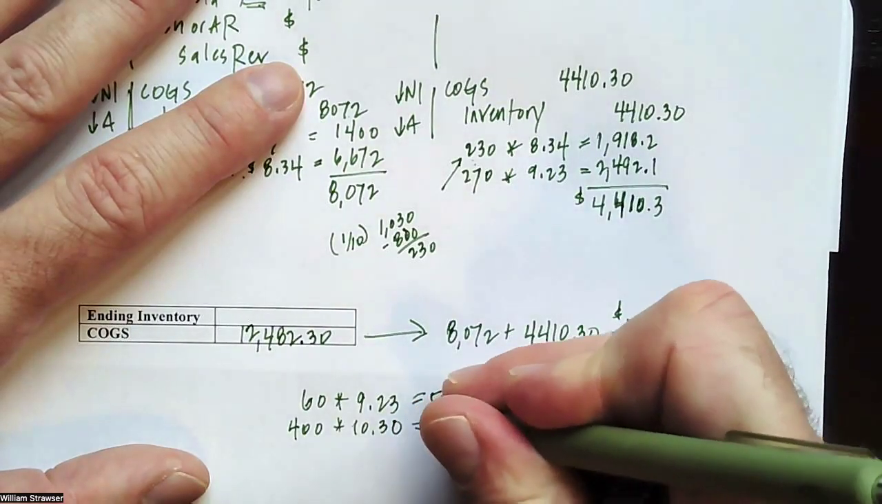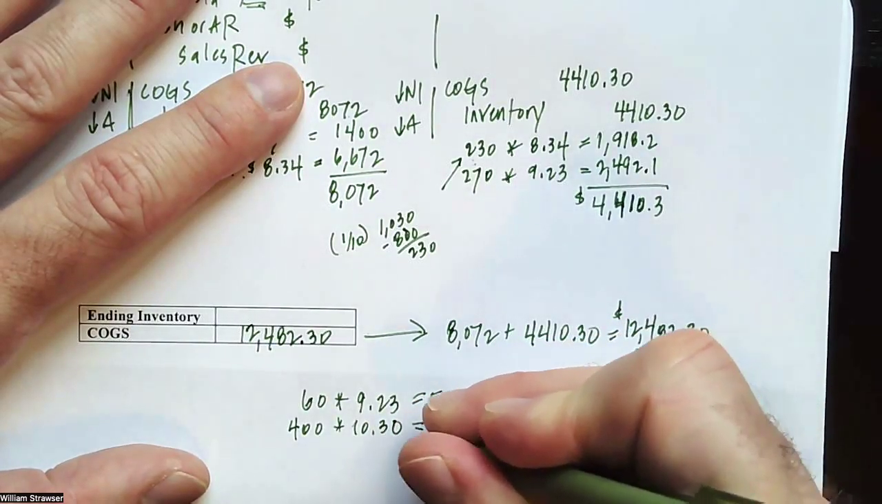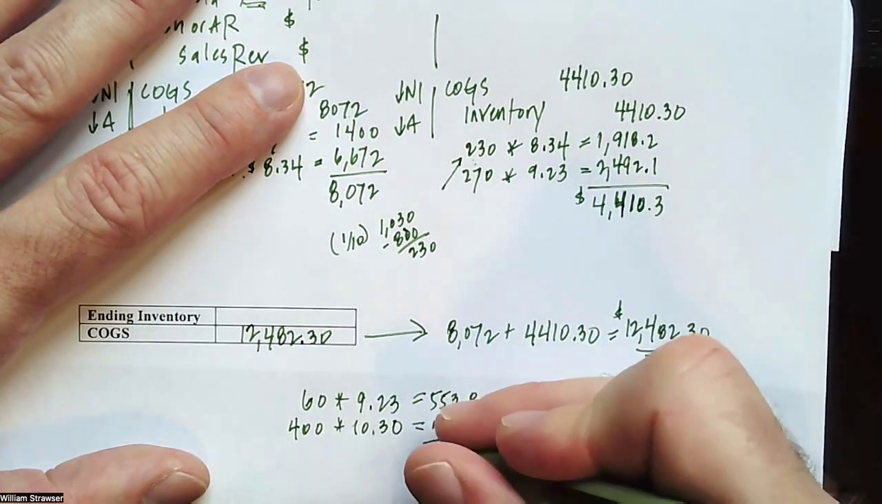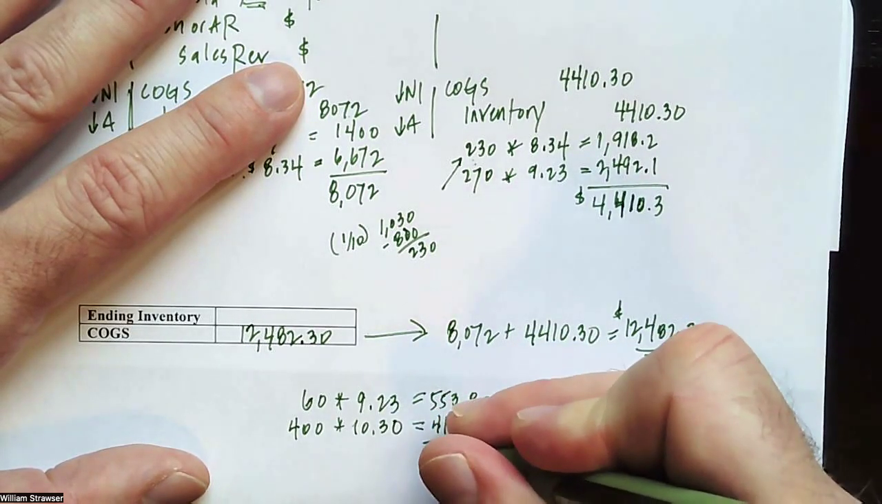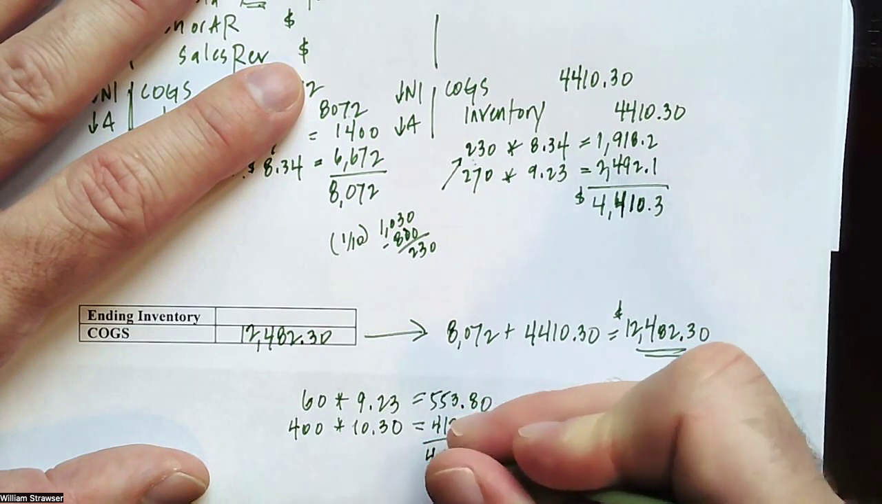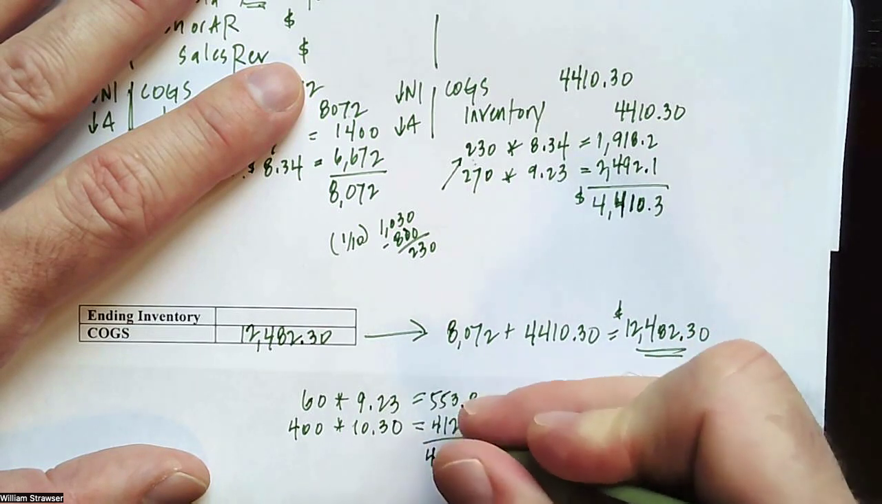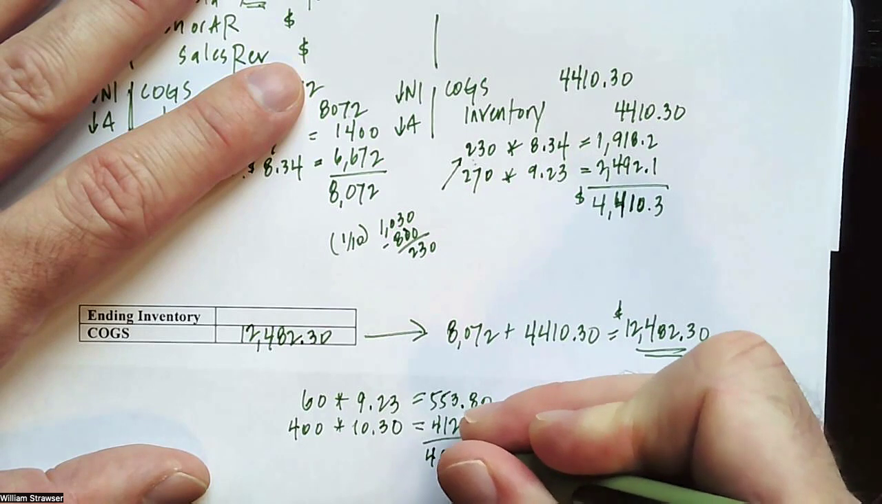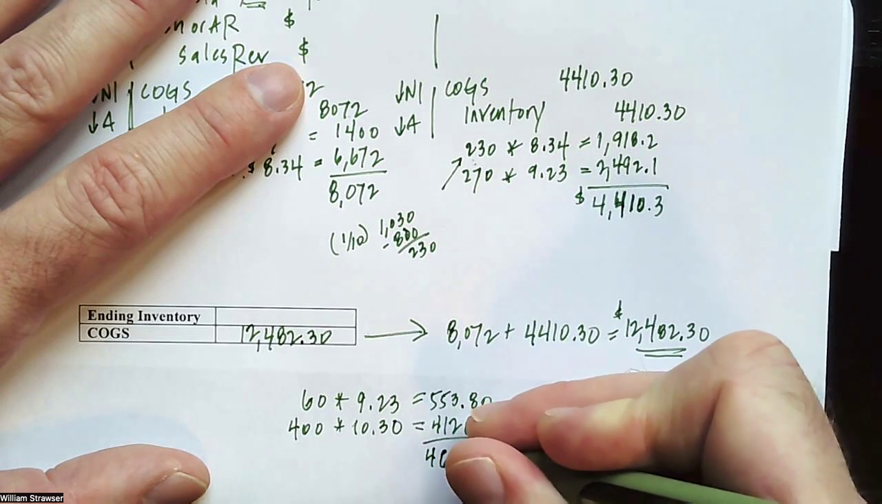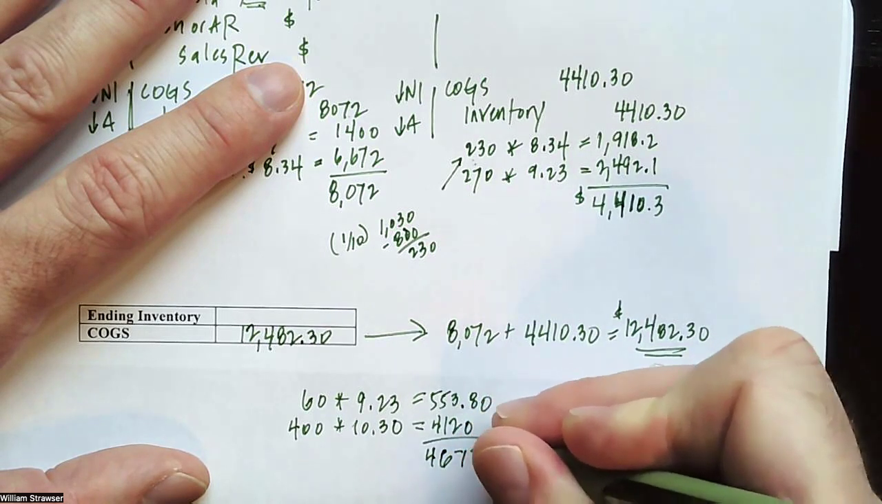That's 4,120. I add those two up, I get 4,000. Oh, I'm getting off here. So yeah, 4,600 and $73.80.